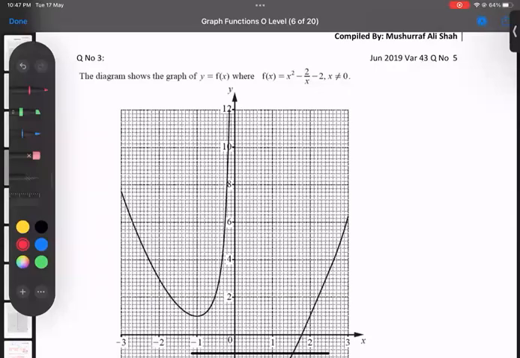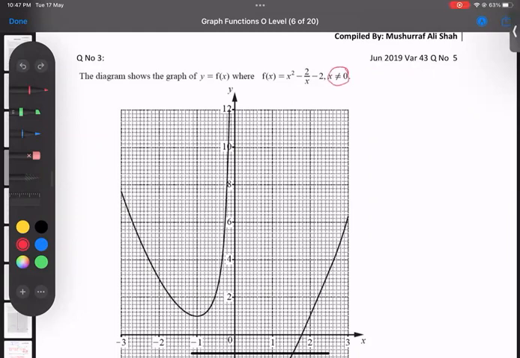This is a question of June 2019, variant 43, the fourth paper and third variant. Okay, so third variant and question number 5. Have a look at how we can finish this question.